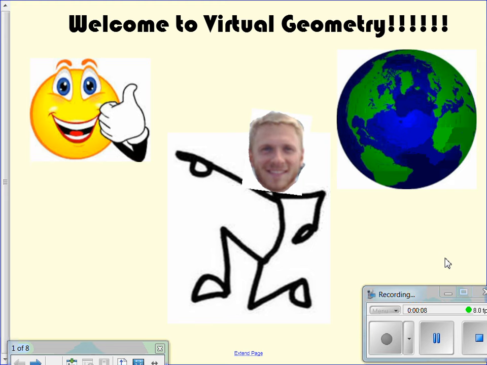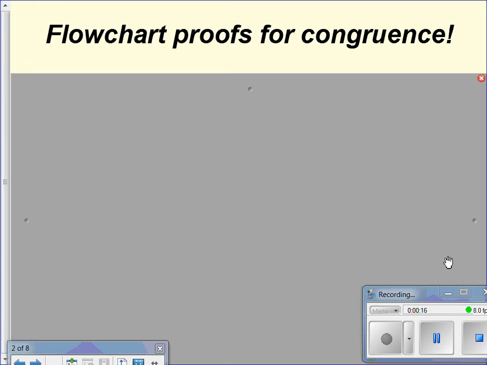Mr. Crofton coming at you with another lovely concept that we're going to go over, get a little practice and a little work on. So today what we're doing is flowchart proofs for congruence. It's a pretty cool, but definitely a different concept that you definitely haven't seen in previous math classes.